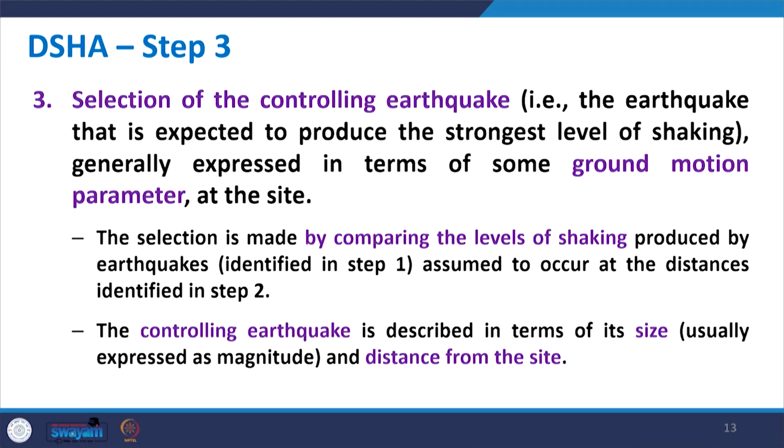The selection is made by comparing the levels of shaking produced by the earthquakes identified in step 1, which are assumed to occur at the distances identified in step 2. So, in step 1 we identify the source, in step 2 the distances. The controlling earthquake is described in terms of its size, usually expressed as magnitude, and distance from the site. So, this is the controlling earthquake.